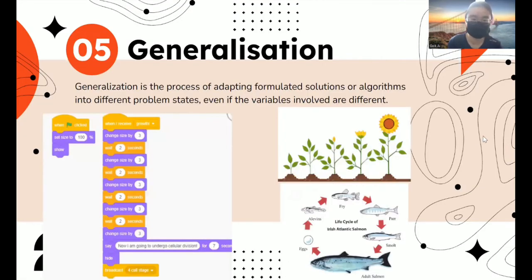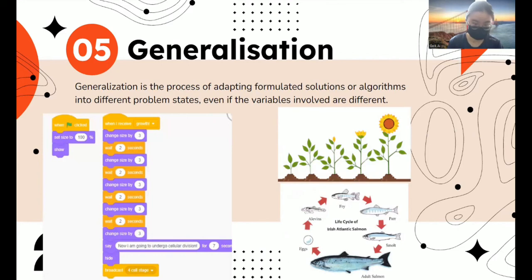And lastly, generalization. Generalization is the process of adapting a formulated solution or algorithm to a different problem state, even if the variables are different. So you can see at the right-hand side, I've shown some code that I use in my project.